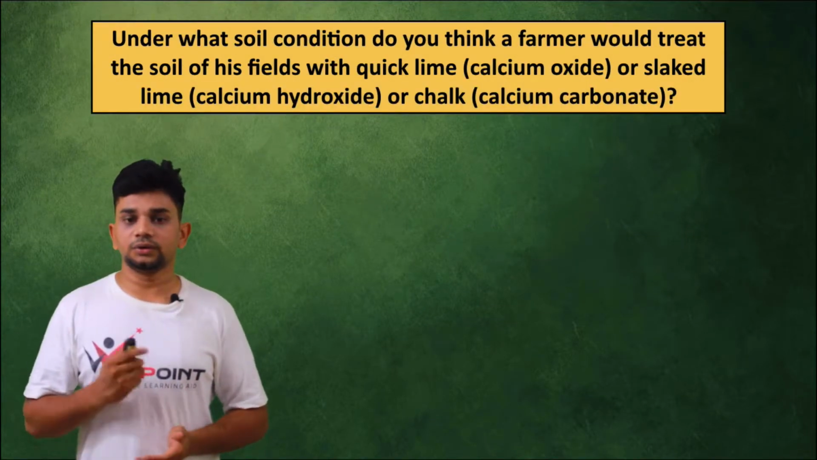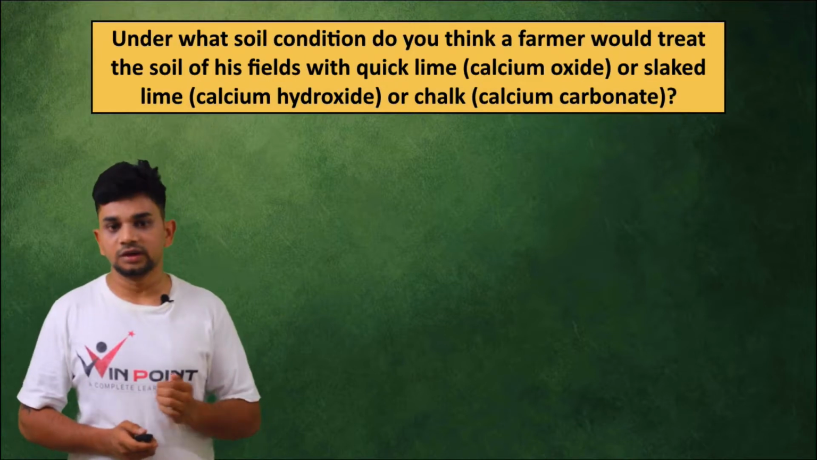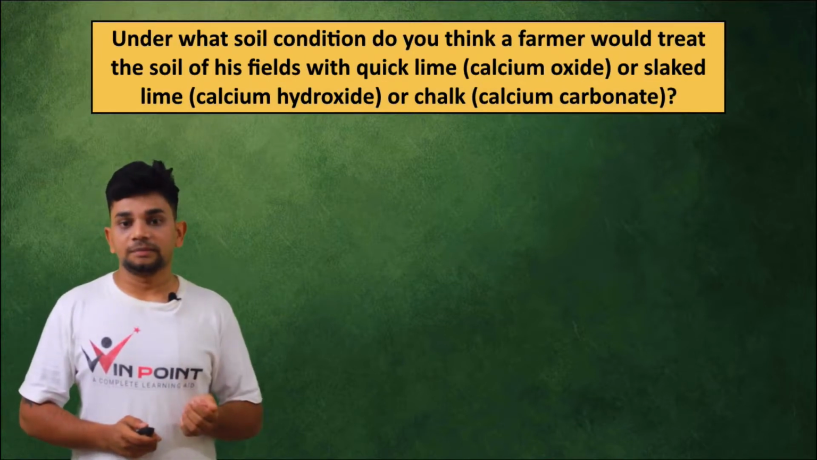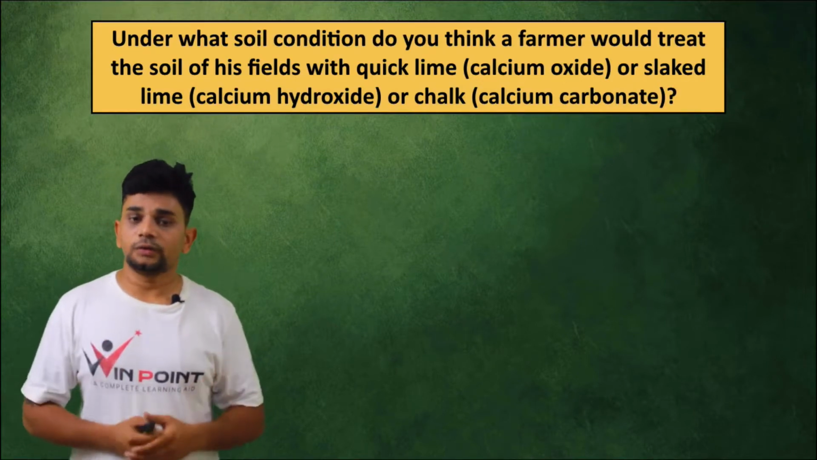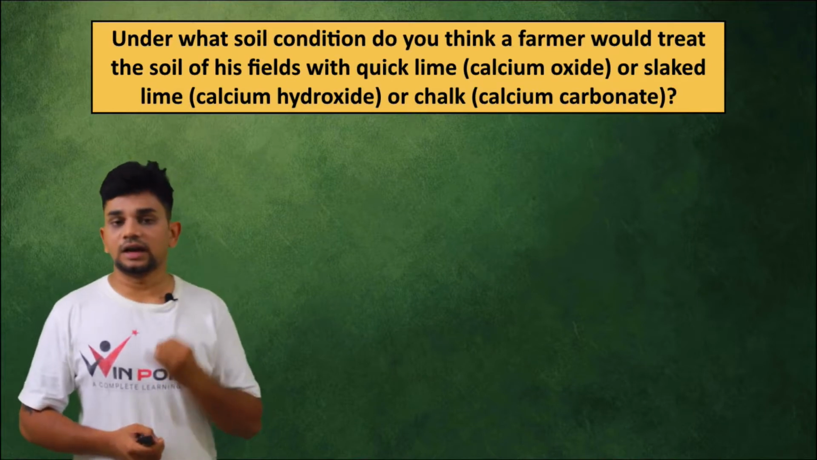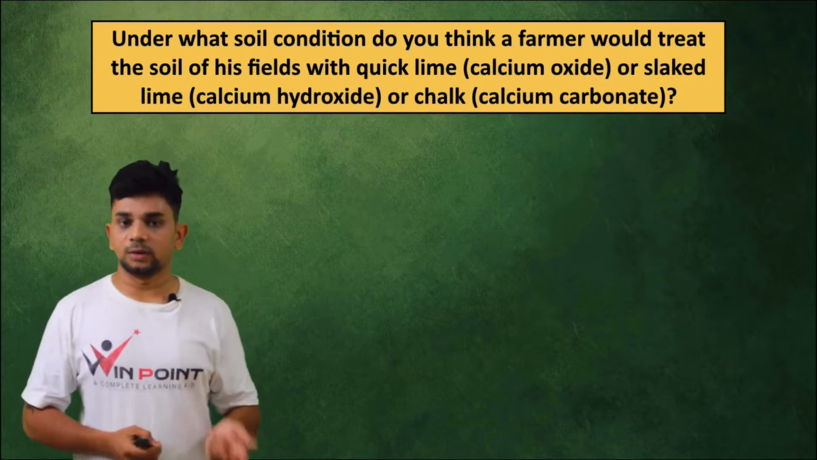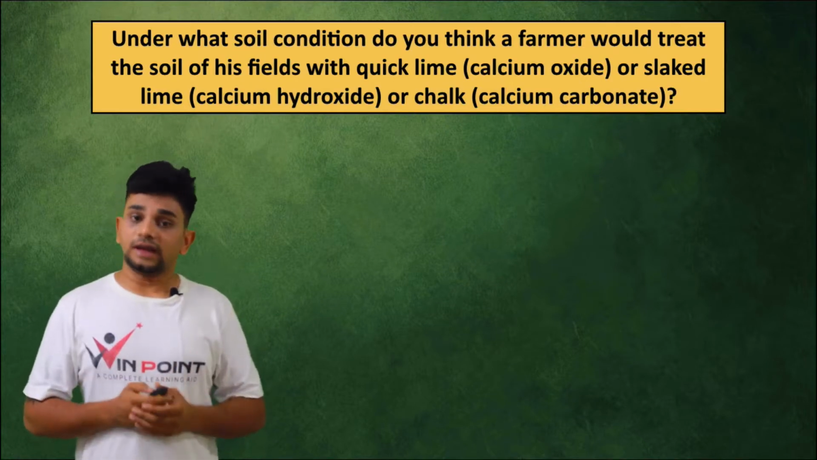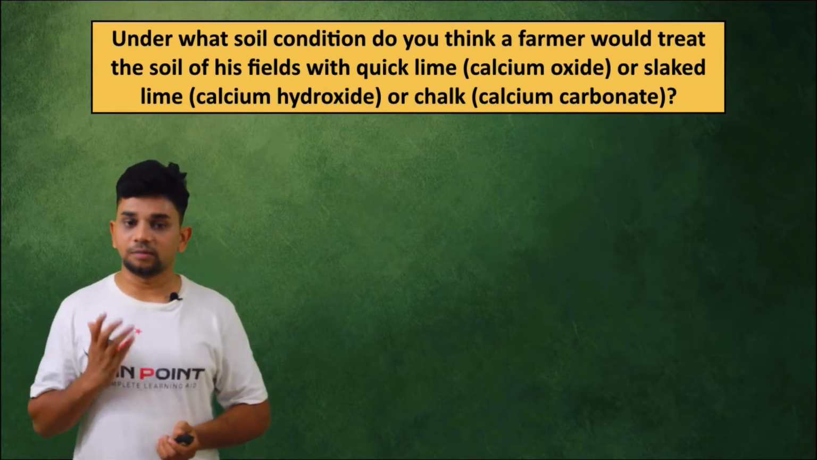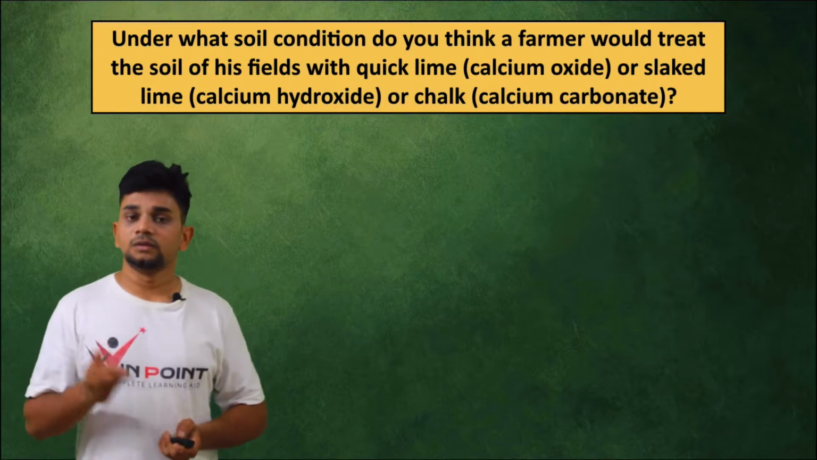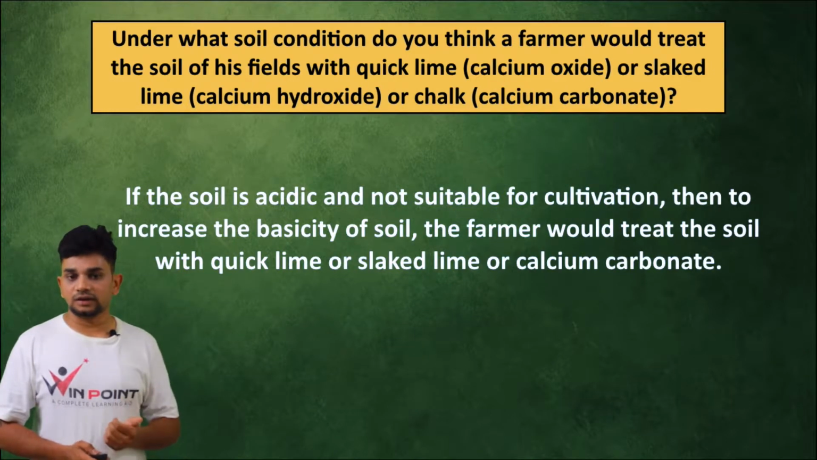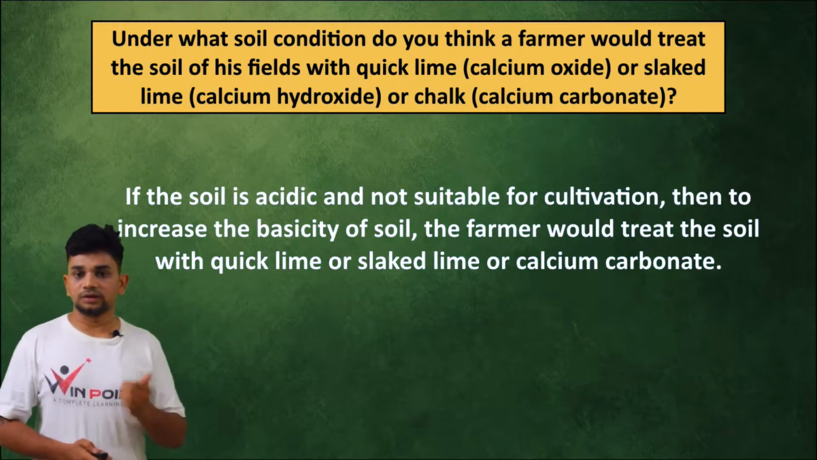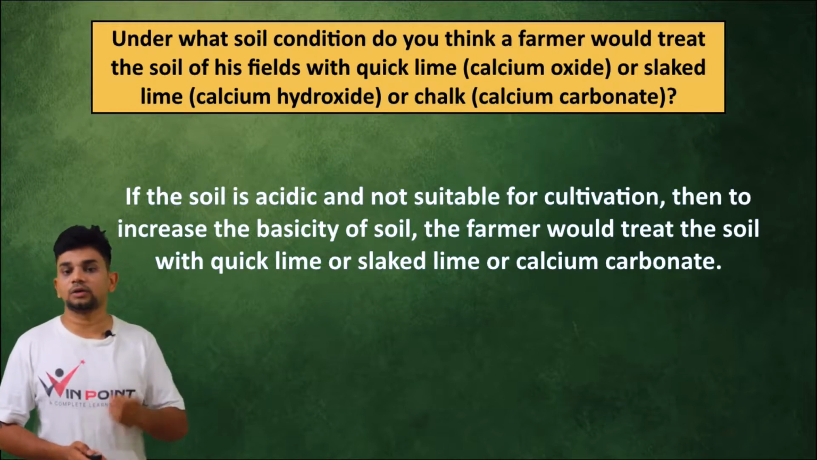Under what soil condition do you think a farmer would treat the soil of his field with quicklime or slaked lime or chalk? Under which condition does a farmer treat the soil of his field using these chemicals: slaked lime, quicklime and chalk, that is calcium hydroxide, calcium oxide and calcium carbonate? These chemicals are basic. If the soil is acidic, then we need to use these chemicals to neutralize the excess acid. If the soil is acidic and not suitable for cultivation, then to increase the basicity of soil, the farmer would treat the soil with quicklime or slaked lime or calcium carbonate.